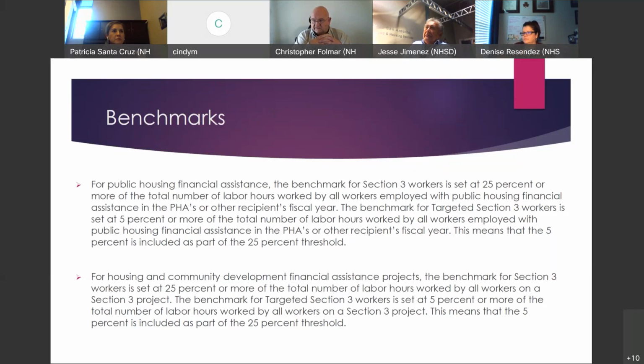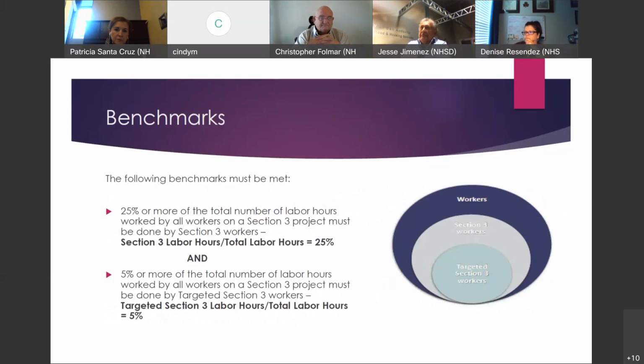So really, the way you can look at it is 20% have to be Section 3 and 5% have to be targeted Section 3. Of course, those are minimums and you can obviously go over. But the way it's worded, it looked like it could have been trying to say you had to have 30%, but that's incorrect. Okay, next slide.